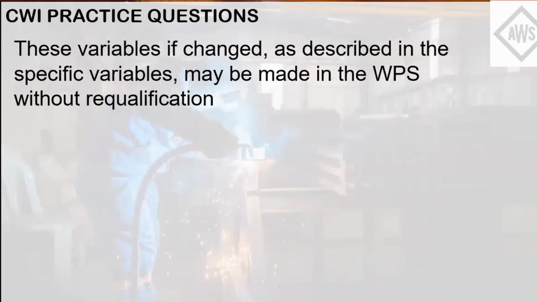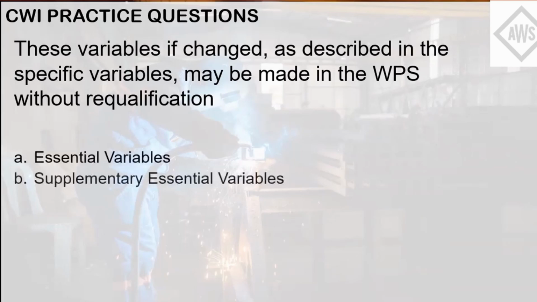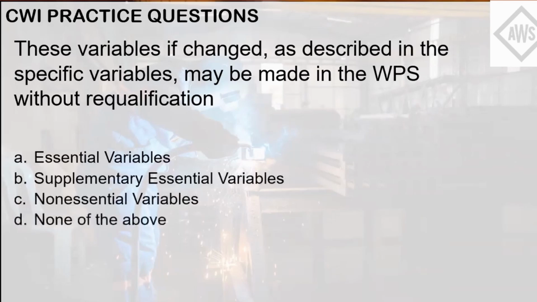Next question. These variables, if changed as described in the specific variables, may be made in the WPS without requalification. So what do you call that? A, essential variables. B, supplementary essential variables. C, non-essential variables. D, none of the above. So the answer here is non-essential variables, letter C.